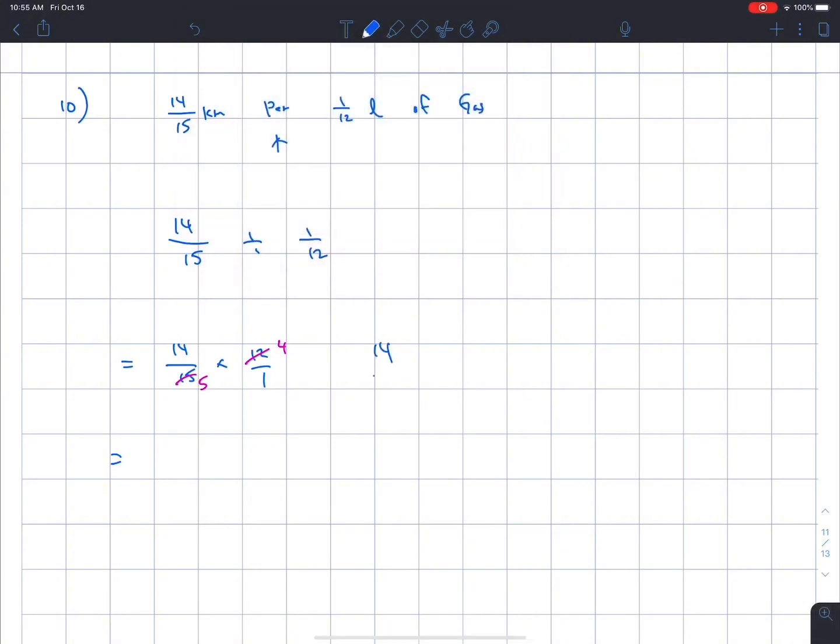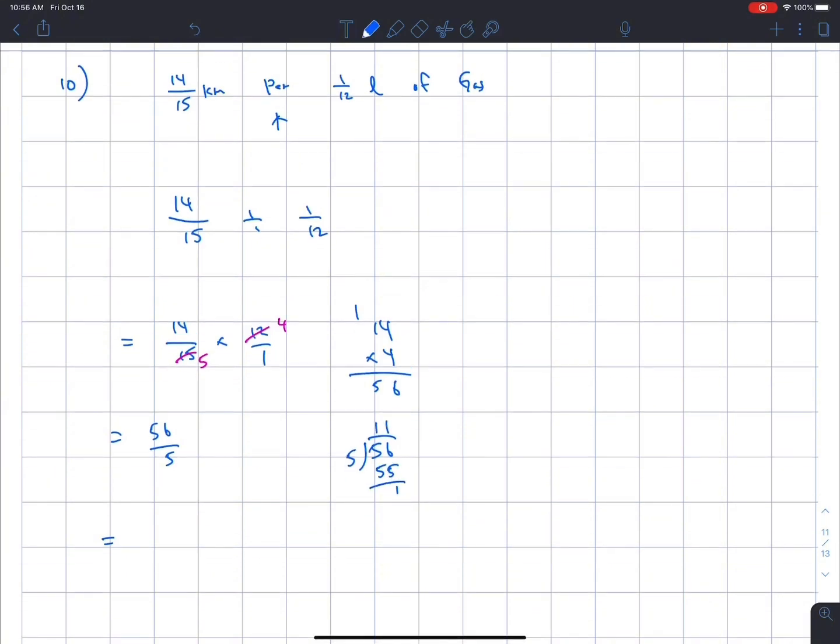And then 14 times 4. 4 times 4 is 16. 4 times 1 is 4, plus 1 is 5. So 56 over 5. Change it back into a mixed fraction. I get 11 and 1 over 5 km per liter of gas, right?